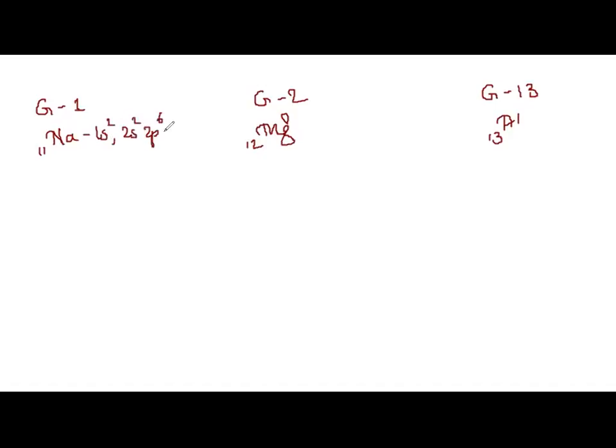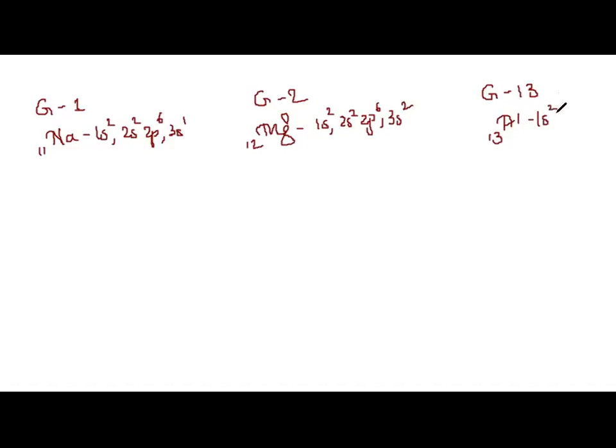Suppose I consider any element of group 1, any element of group 2, and any element of group 13. Let me consider sodium here, atomic number 11; magnesium, atomic number 12; and aluminium, atomic number 13. Sodium, atomic number 11, is 1s2, 2s2, 2p6, 3s1, right? Magnesium is 1s2, 2s2, 2p6, 3s2.